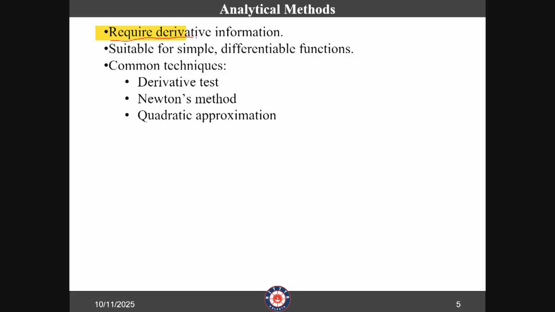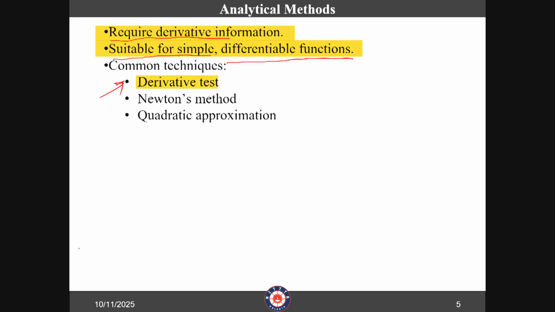We require derivative information. It is simple, but applicable only for differentiable functions. If the function is discontinuous in nature, we cannot use this. So, we can reach the optimized value using the derivative method, as I have just discussed, or using Newton-Raphson's method, and there are other methods for quadratic approximation.